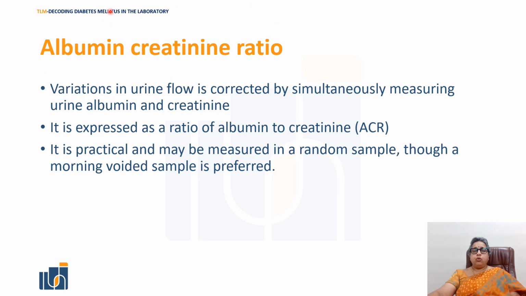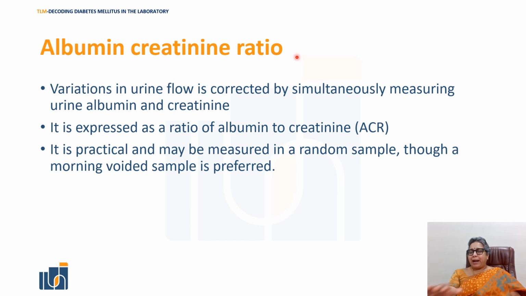Now, we have to know what is albumin creatinine ratio. This was earlier called protein creatinine ratio. Now we are very specific and we call it albumin creatinine ratio. Now, because there is a variation in urine flow and you're not able to correctly measure the amount of protein in the urine at that given juncture, what we're doing is we're simultaneously measuring urine albumin and urine creatinine and expressing it as a ratio which is called albumin creatinine ratio.